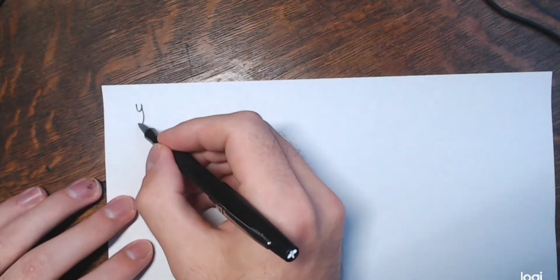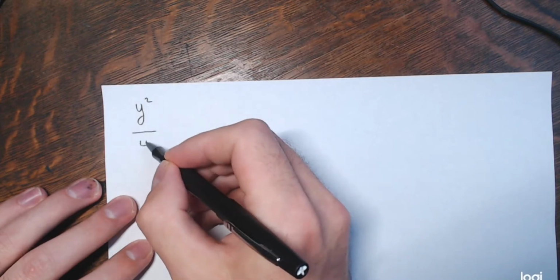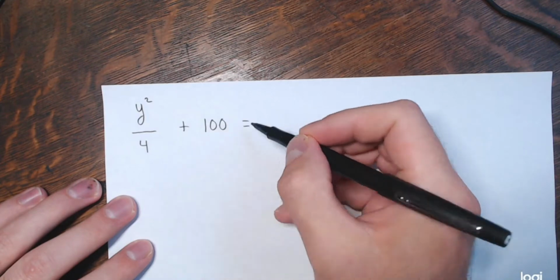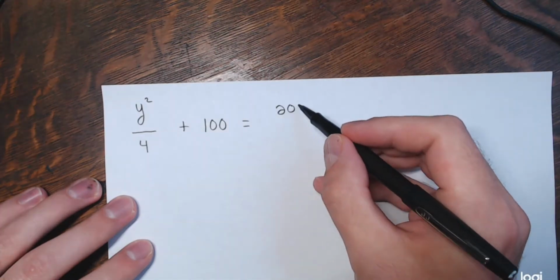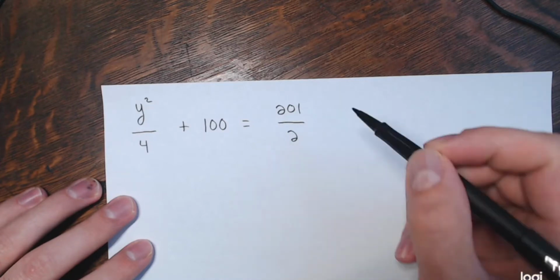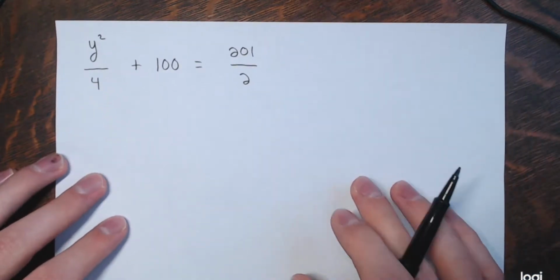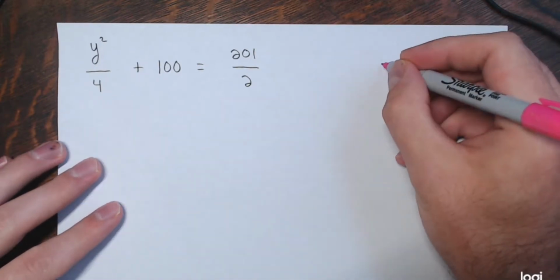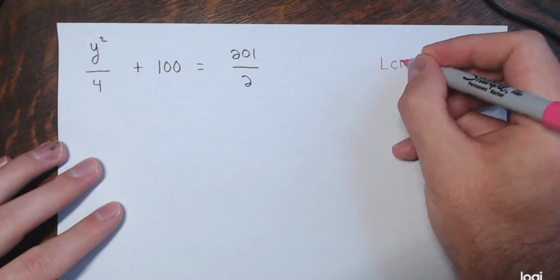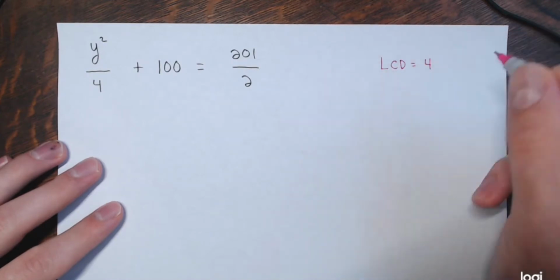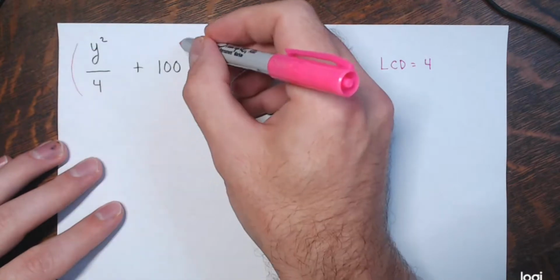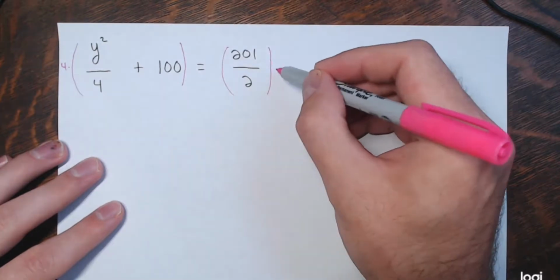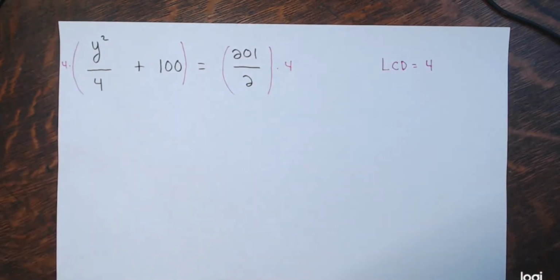So we have y squared divided by 4, plus 100, equals 201 divided by 2. So the LCD, and you can do this anytime there's denominators in an equation, find the least common denominator. The LCD here would be 4. And then just multiply both sides by the LCD. And that should get rid of all the denominators, because all the denominators should go into the LCD evenly.